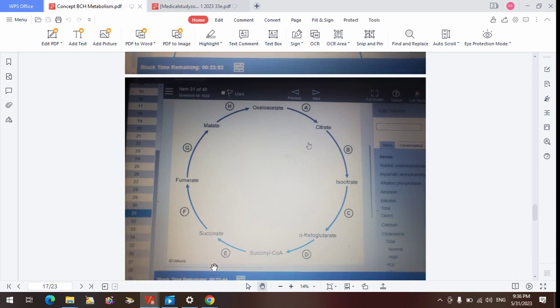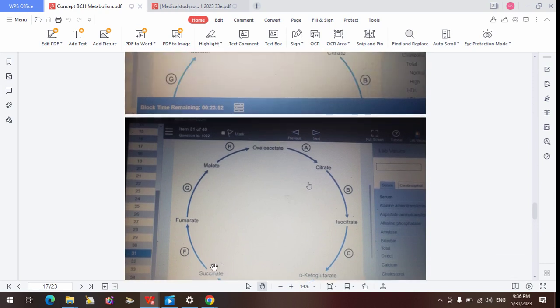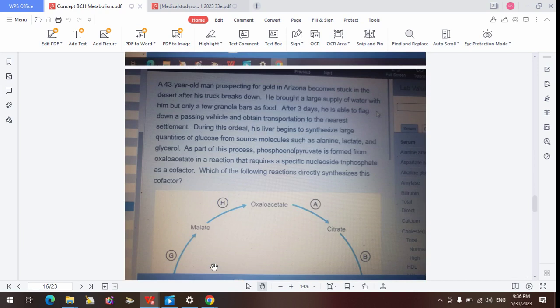Okay. Please, can you scroll back to the question? What are you even talking about? Phosphoenolpyruvate is formed from oxaloacetate that requires a specific... Okay. Please, can you scroll down?